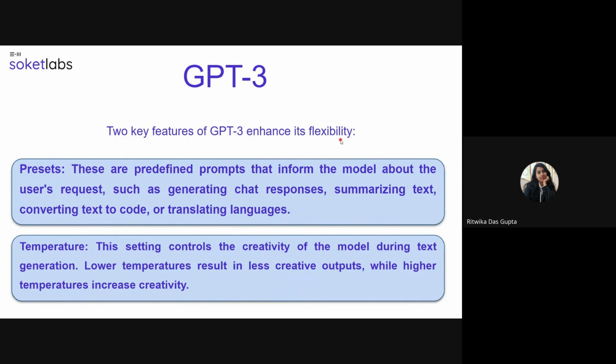The two key features of GPT are preset and temperature. Preset is the prompt that we give to the model, whether to generate a chat response, or to summarize a text, or to translate the language. And temperature is the setting that will control the creativity of the model during the text generation. So the lower the temperature, the less creative the output, and the higher the temperature, the more creative the output.